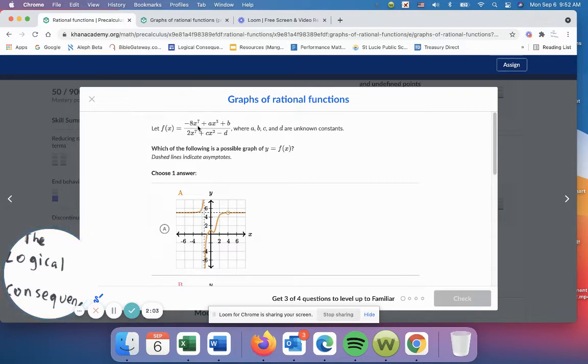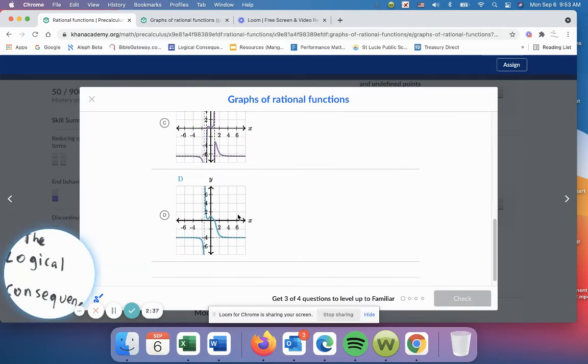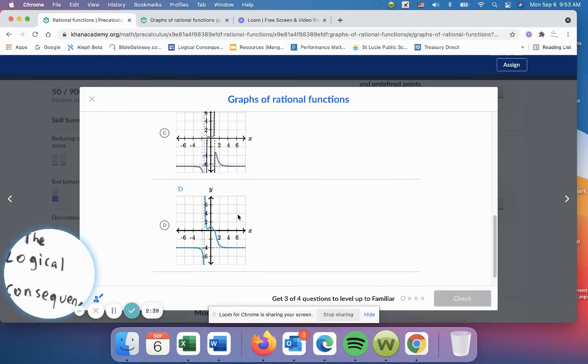And notice the exponents are 7 and 7. They're the same for a reason. Whenever you find the horizontal asymptote, as long as your exponents are the same, all you do is divide the leading coefficients. So -8 divided by 2 is -4. I know that I have a horizontal asymptote at -4. That means a line going across at -4. So if I look through my graphs, which one of these has a horizontal asymptote at -4?